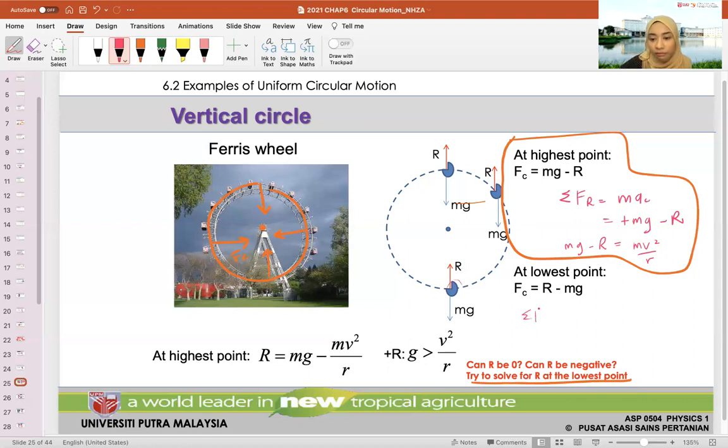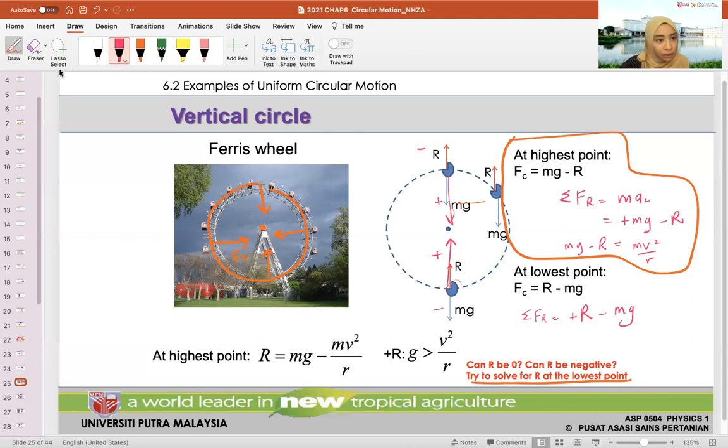So net in the FR. So here our R is acting towards the center. Terbalik. Tadi MG acting towards the center. So MG jadi positive. In this case, R is acting towards the center. Walaupun direction diorang tak sama, but this guy is acting towards the center. So this R is going to be positive. And our MG is going to be negative. Now remember, our positive is always towards the center. Anything that is away is going to be negative.